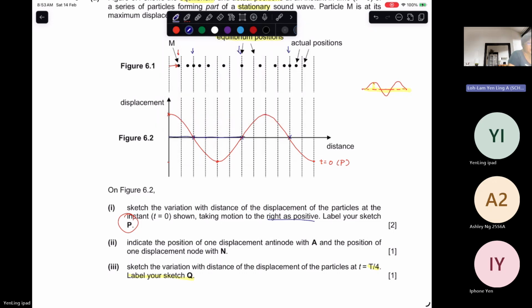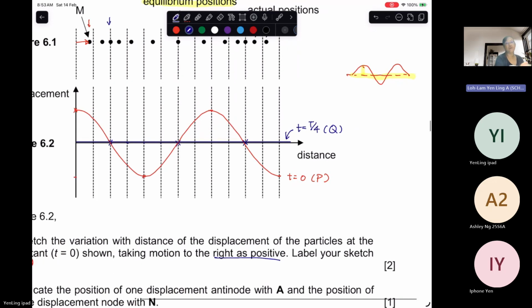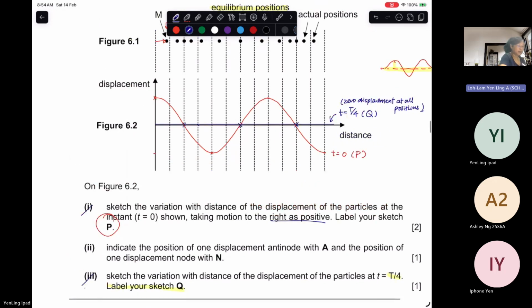So you should take a ruler and draw, not just freehand. So if you take your ruler and draw, then unambiguously, this is at t equals T over 4, and this is going to be Q. And some of you actually have very good practice. You are afraid that the examiner didn't see, then you would be writing that this is at 0 displacement for all points. Okay, so it is an instantaneous graph. So at all positions or all points. Okay, so this is what we have for part 1 and part 3.